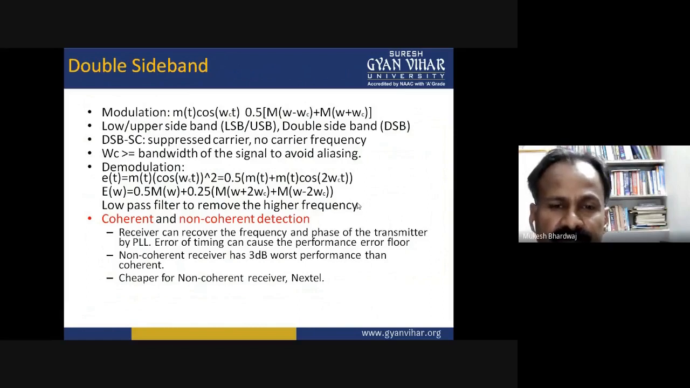For demodulation, the equations arise like this. A low pass filter removes the higher frequency. Coherent and non-coherent detection: the receiver can recover the frequency and phase of the transmitter by a phase lock loop, PLL. Here, error of timing can cause a performance error floor. A non-coherent receiver has 3 dB worse performance than coherent. It is cheaper for a non-coherent receiver. Next.